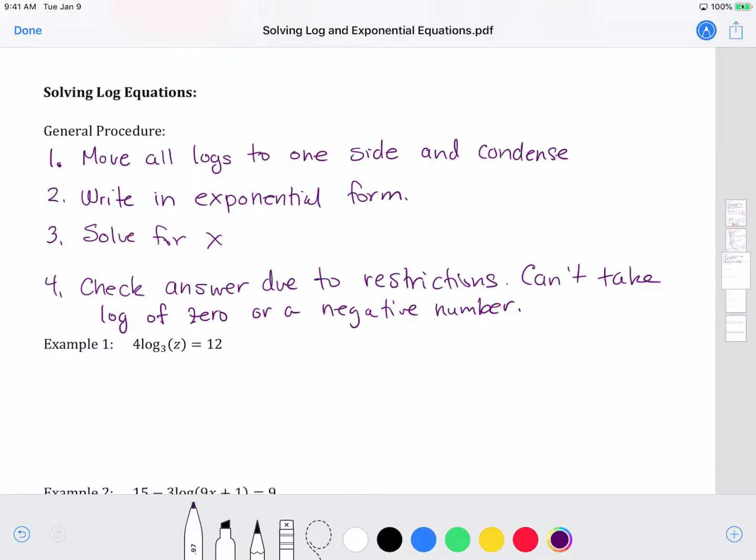Remember, you can't take the log of 0 and you can't take the log of a negative number. So if you end up with a solution in which you plug in a value for x that would cause you to take the log of 0 or a negative number, you have to eliminate that from your solution.